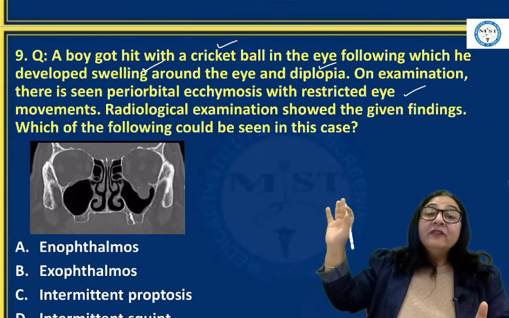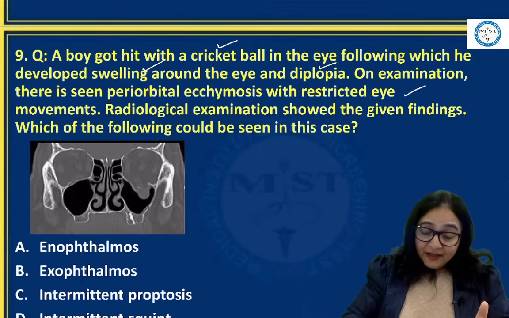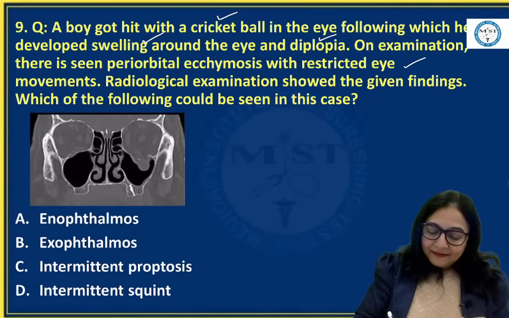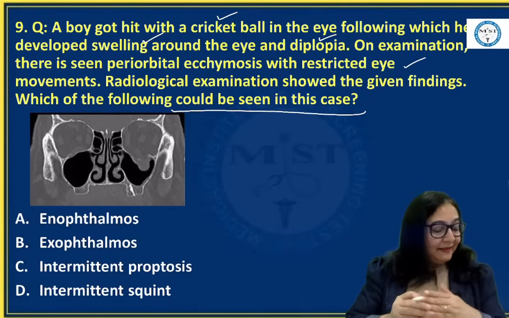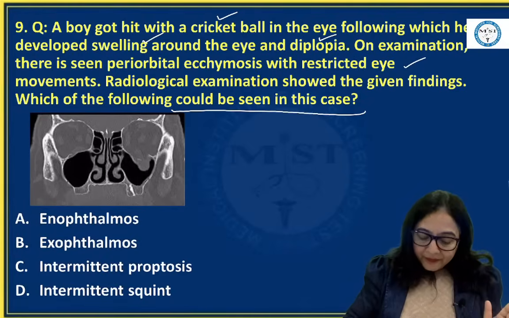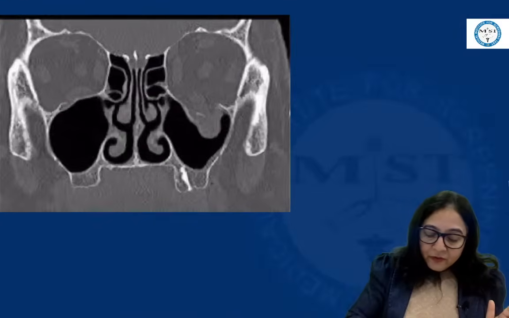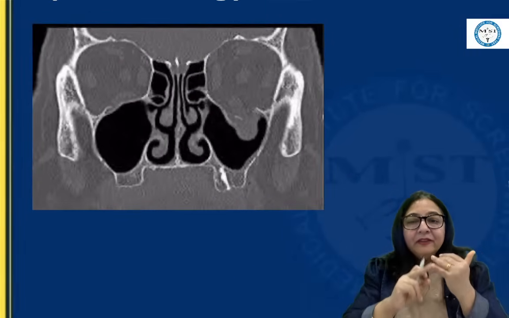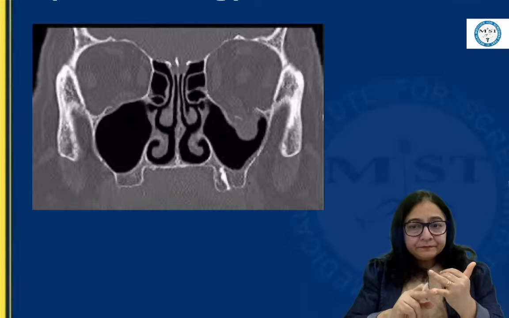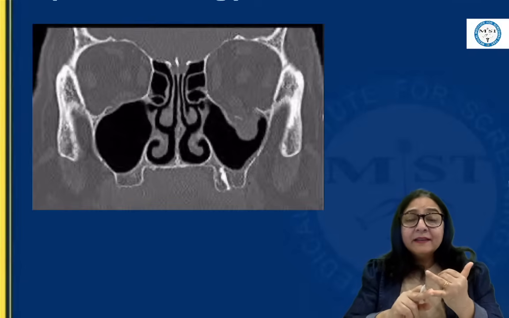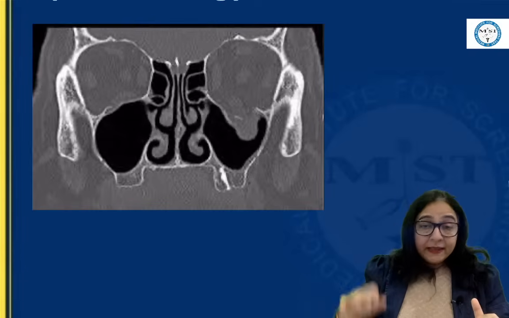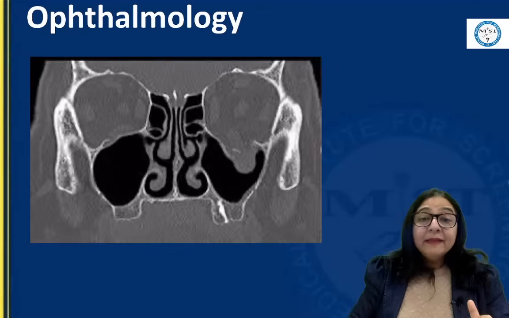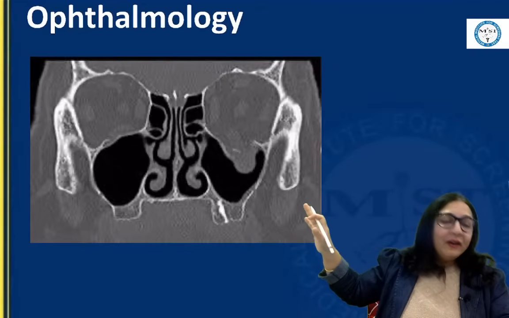Radiological examination shows the given findings. Which of the following could be seen in these cases? So I'm sure all of you have got what we are talking about. Okay, injury with blunt trauma, injury with a blunt object. Periorbital ecchymosis, double vision, restricted eye movements, and this radiological finding.